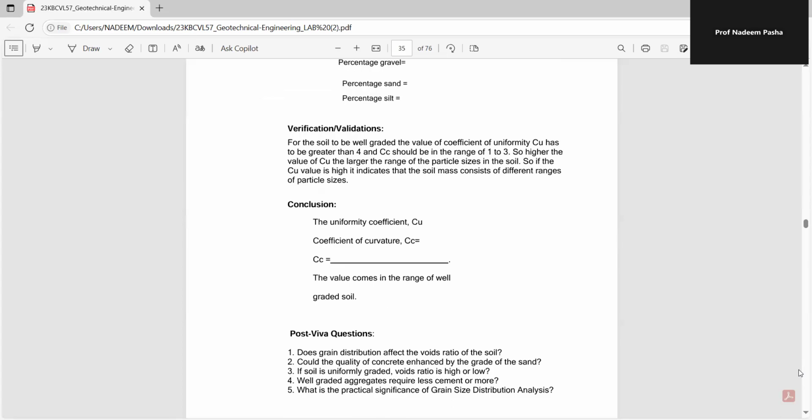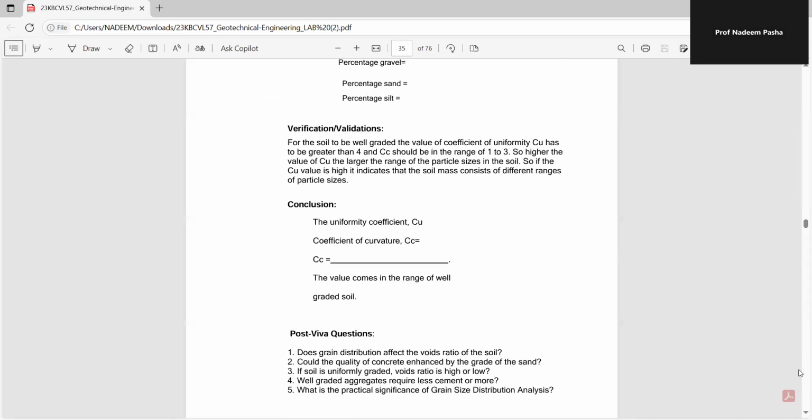Verification and validation: for the soil to be well graded, the value of Cu has to be greater than 4 and Cc should be in the range of 1 to 3. The higher the value of Cu, the larger the range of particle sizes. So if the value of Cu is high, it indicates the soil mass contains different particle sizes. Conclusion: the uniformity coefficient Cu is given by this formula, and the coefficient of curvature Cc. The value comes in the range of well graded soil.